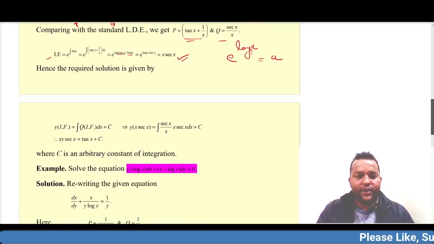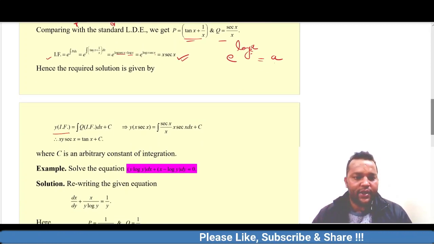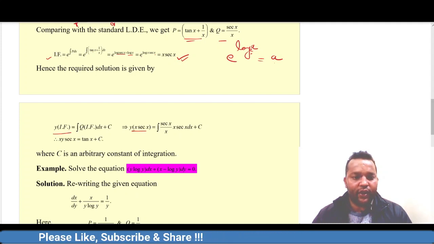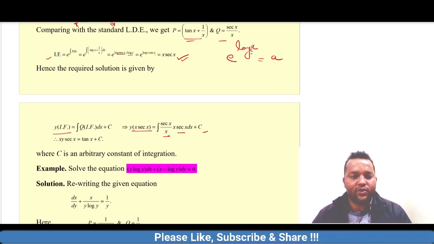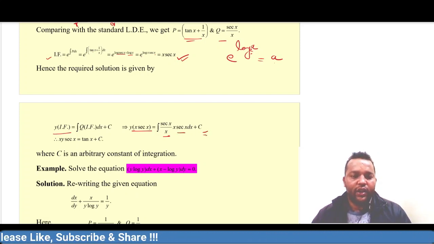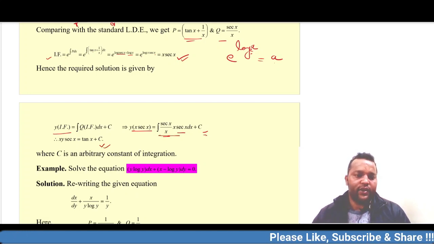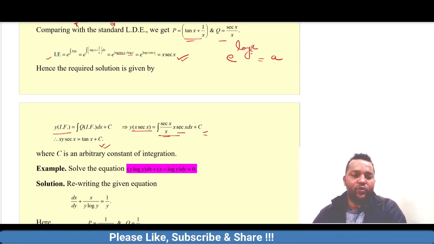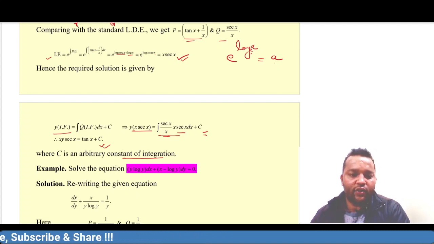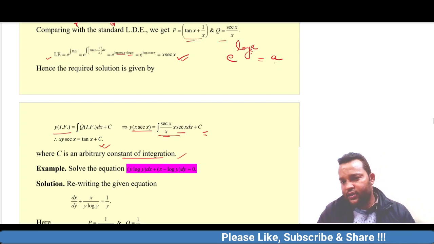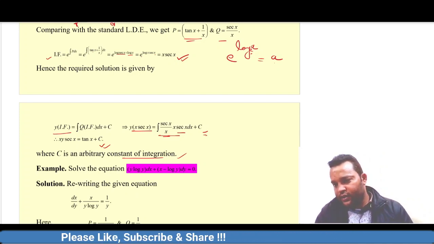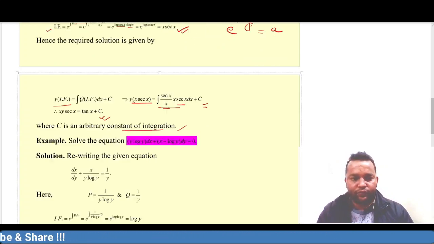Therefore the required solution is y, that is the dependent variable, times the integrating factor, equal to the integration of the right hand side function times the integrating factor, plus the constant of integration. Now simply integrating this term, we have the required solution, where c is the constant of integration. So another example is taken.